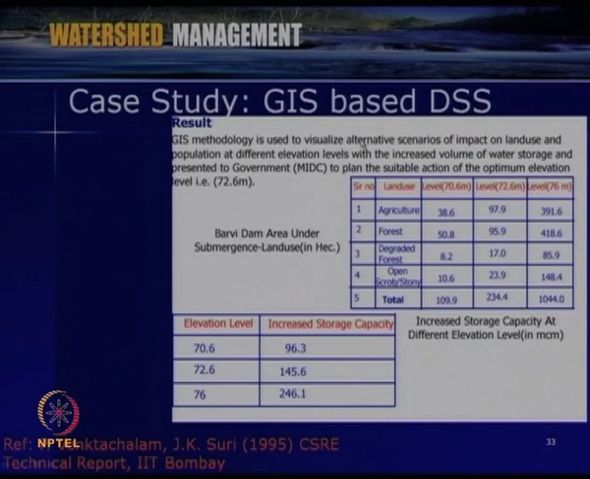So, the GIS method is used to visualize alternative scenarios of impact on land use and population at different elevation levels with the increased volume of water storage, and presented to the government to take suitable action. So, whether the level is 70.6 or 72.6 or 76, how much area will be affected by submergence in hectare is shown here. The corresponding elevation level and increased storage capacity in million cubic meter is also shown here.